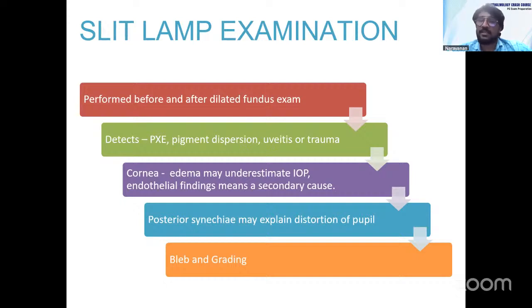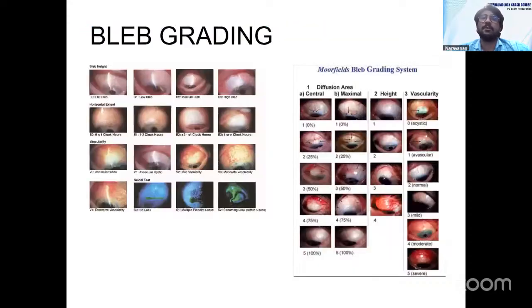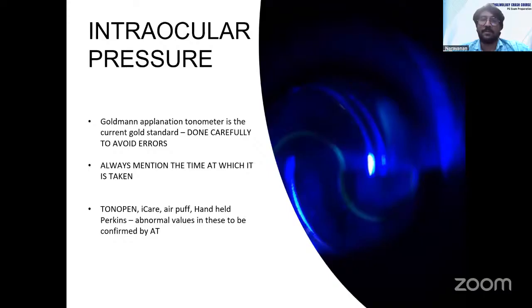If there is a presence of a bleb, always make sure that you grade the bleb when you are discussing it. So either you classify the bleb on the Moorfields classification or the Indiana classification, which will include the height of the bleb, the extent of the bleb, vascularity in the bleb, and the presence of any leaks or not. The intraocular pressure has to be done with Goldmann applanation tonometry. Always make sure you mention the time at which it is taken. In special conditions, of course, other devices like the Tonopen can be used.